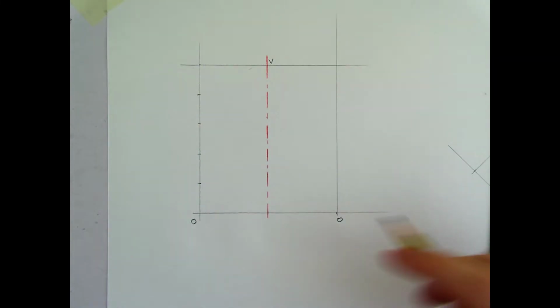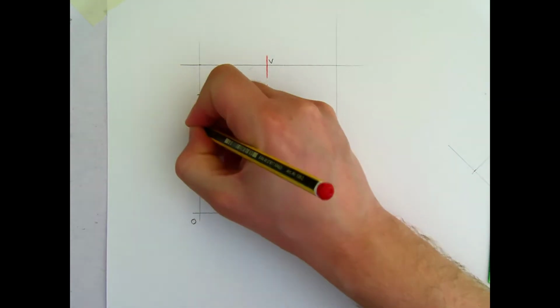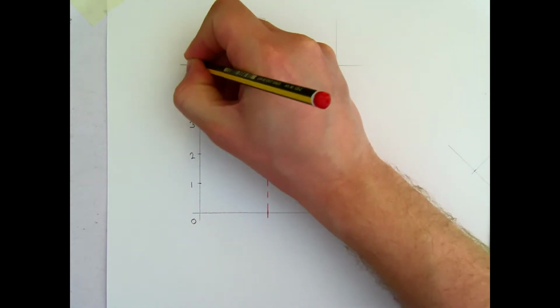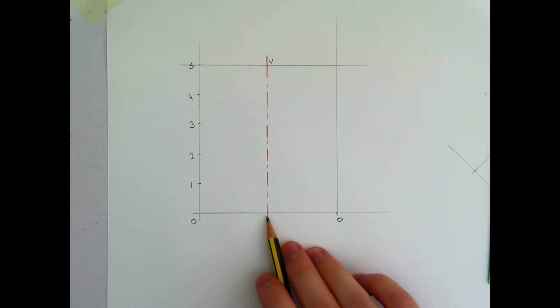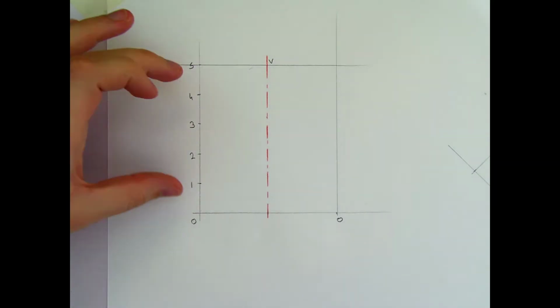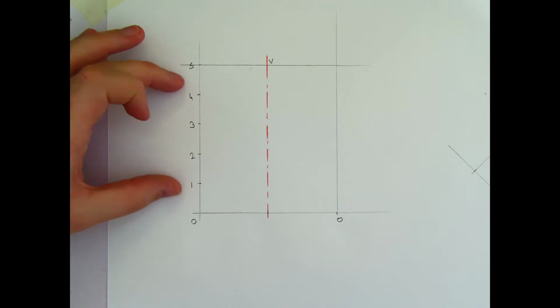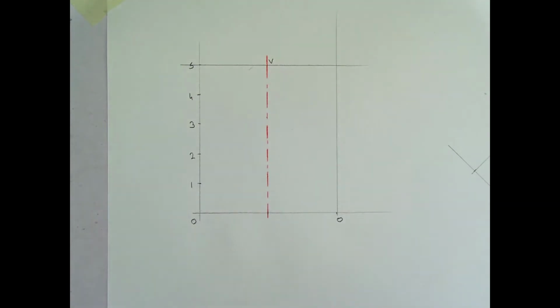and label them 1 to 5. So we already have 0. This is 1, 2, 3, 4, 5 being the top point. Across here I'm going to do the same thing. I'm going to divide this up into 5 equal parts. It must be the same number of equal parts as you had on this side. So if you had 4 here, you must have 4 here. If you have 7 here, you must have 7 here.